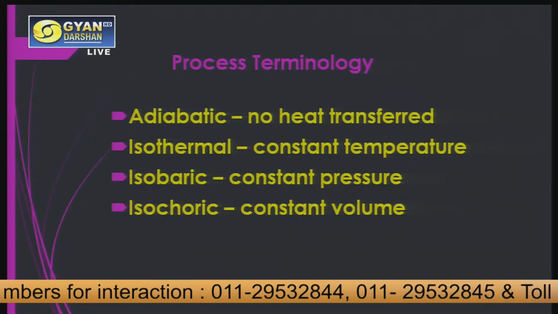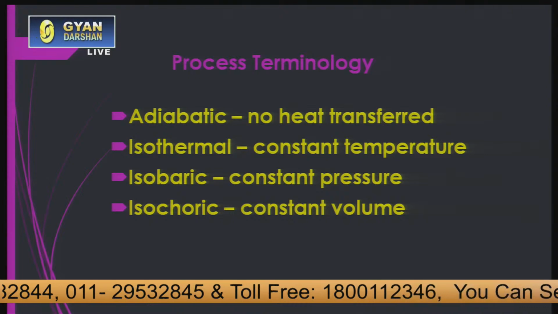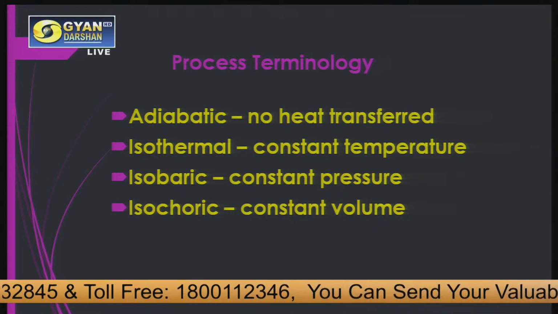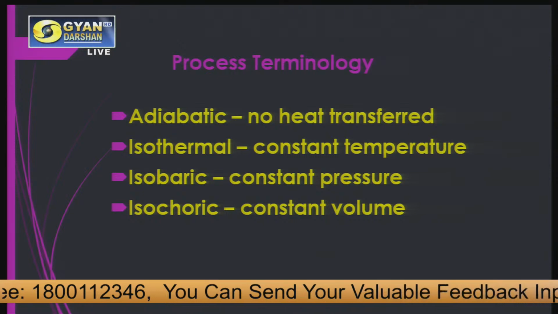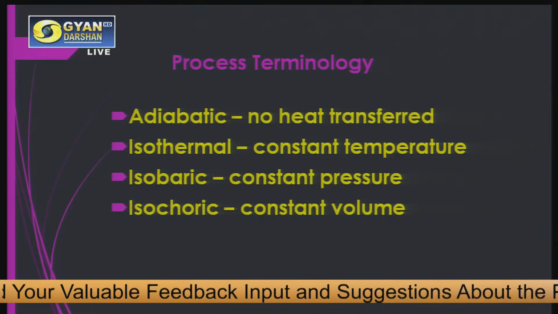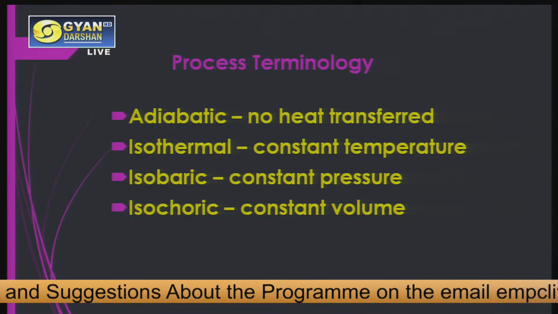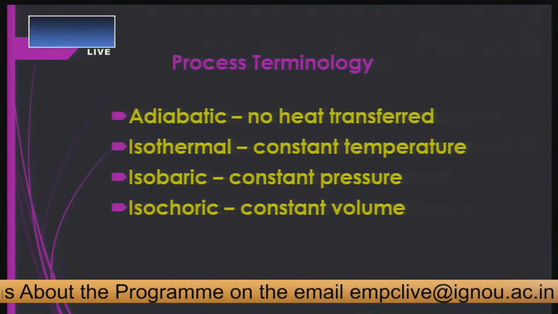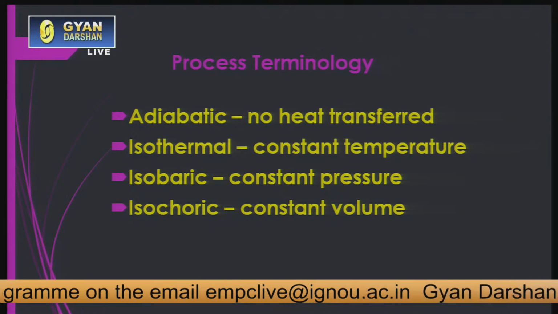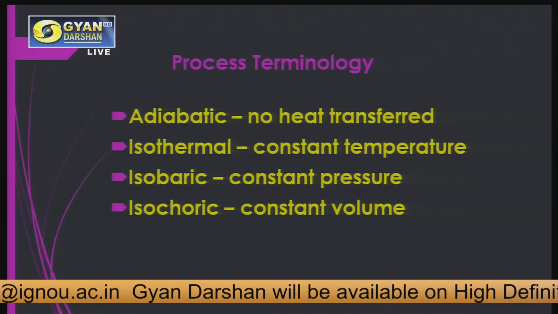Then there is the isothermal process. The isothermal process is the process in which the change in internal energy takes place at constant temperature. Thermal means temperature, so for isothermal, constant temperature. Generally iso means constant, thermal means temperature, baric means pressure and choric means volume. Now comes the adiabatic process. In this kind of process, heat transfer will not take place. These are important terms from the point of view of the various processes that take place.